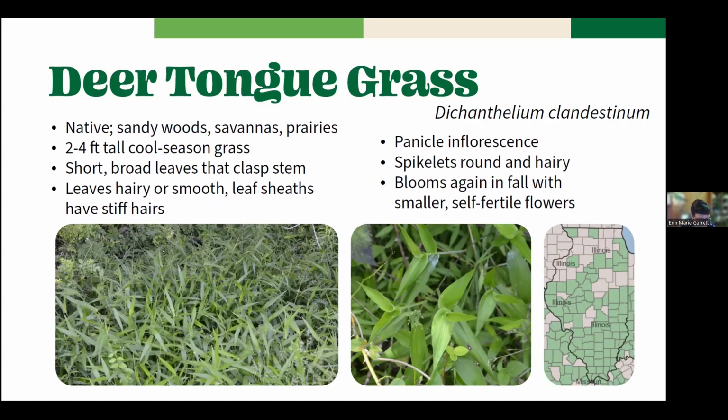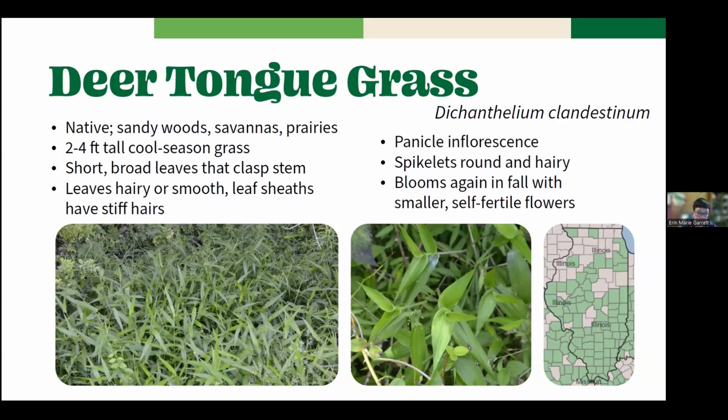It's another cool season grass. It typically will grow a couple feet tall and it'll flower in the spring. And then this one continues to grow and almost gets up to 4 feet. And then it will flower a second time in the season with smaller self-fertile flowers that come off as side shoots after that main top panicle has occurred. So that's something we see in the dichanthelium, and I see that regularly in the deer tongue grass.